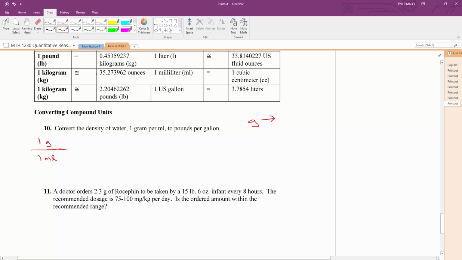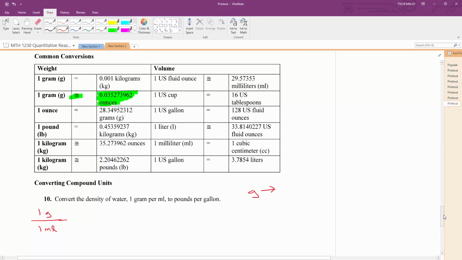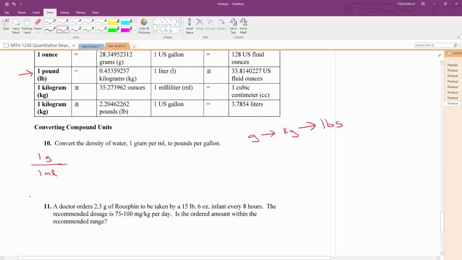grams into, so we want to see if there is a connection between grams and pounds, right? So I see grams into kilograms, and I see pounds to kilograms, right? So here and here I'm looking at these two facts. So it looks like what we're going to have to do is go from grams to kilograms and then take that into pounds, right? So let's set this up.